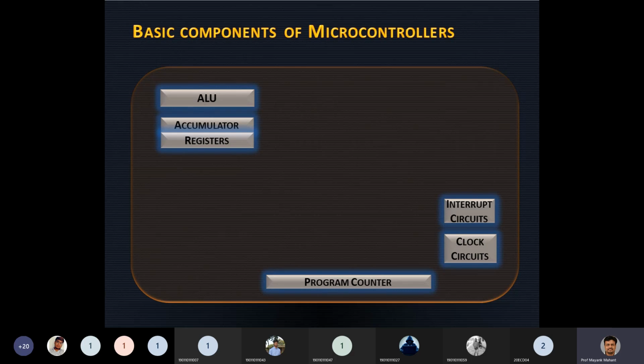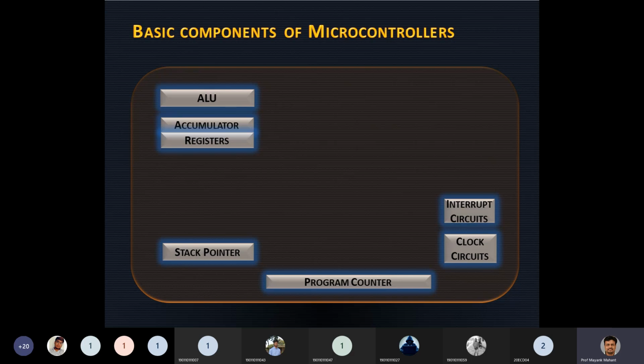We talked about an accumulator. So yes, the accumulator is also there. General purpose registers are also there in your microcontrollers. With that, there is an interrupt circuit, clock circuit, program counter, and we can also have the stack pointer. These are the things which we have already discussed in our 8085 microprocessor. Yes or no? Have we discussed all these things in the 8085 microprocessor?